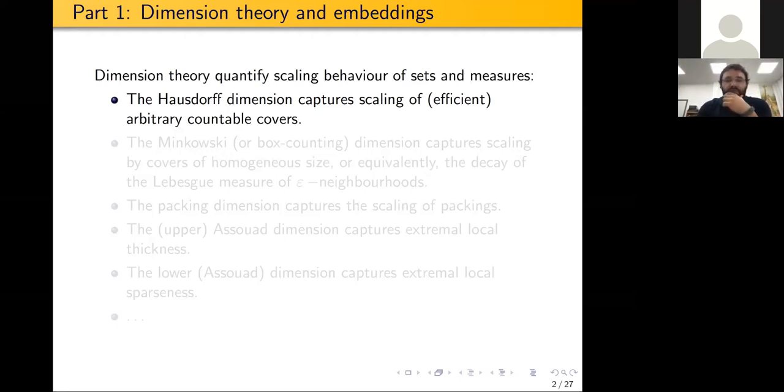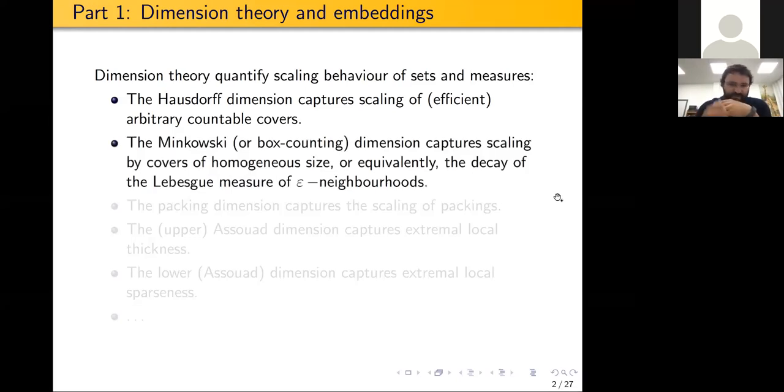Whereas for the box counting dimension or Minkowski dimension, what you're looking at is, again, a covering or packing, but with the same sized sets. So you're covering it all with some sets, but all of these have roughly the same diameter, for example. And for the packing dimension, you study packings.